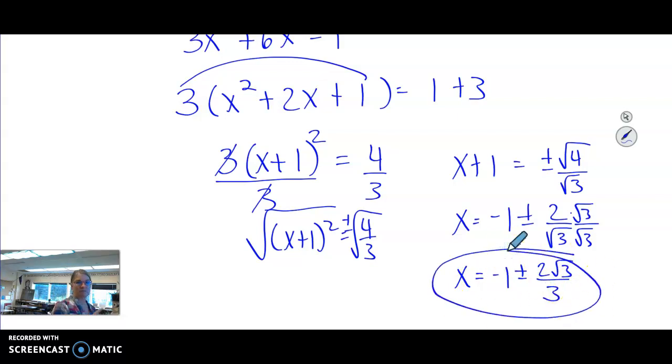Either way you do it is fine, and in fact, your book shows you even another way to do it. But I'm just going to show you these 2 ways. If it's not working for you, let me know. I can show you some other alternative methods, but hopefully this will help out.